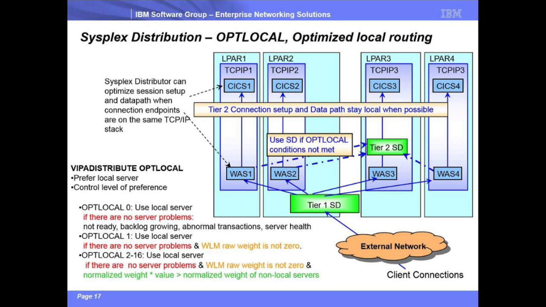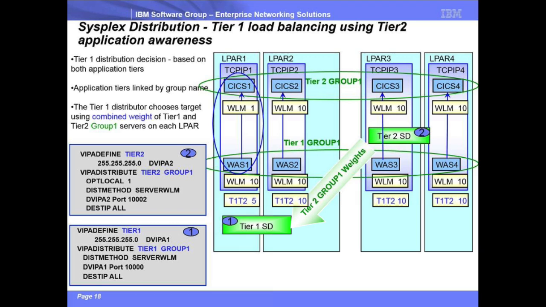OPTLOCAL 1 says to use the local server if there are no server problems, which are all the conditions above, and also to only use that server if the WLM raw weight for that server is 0. And then finally, OPTLOCAL 2 through 16 says to use the local server if there are no server problems, the WLM raw weight for the backend server is not 0, and the normalized weight times that OPTLOCAL value is greater than the normalized weight of the servers that are not local to the TCP/IP stack.